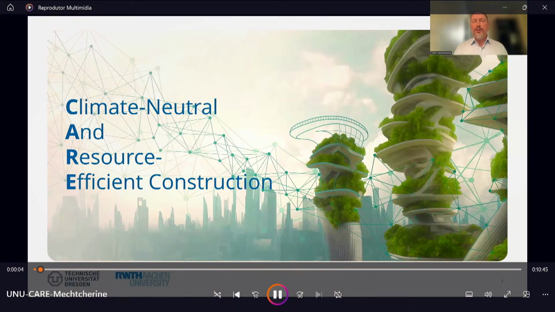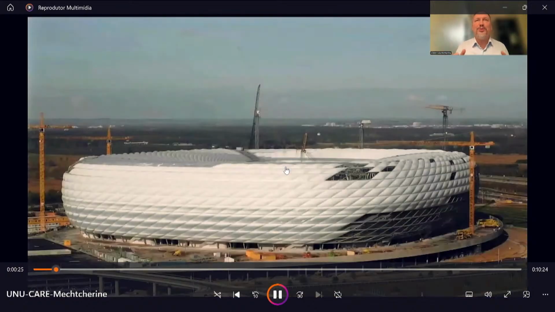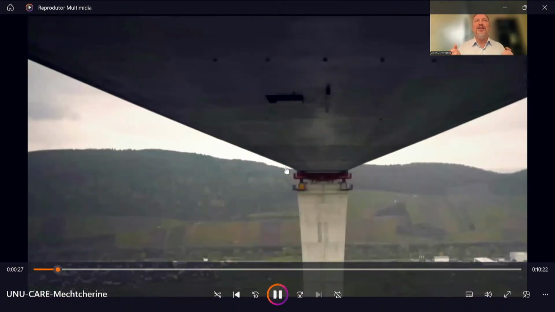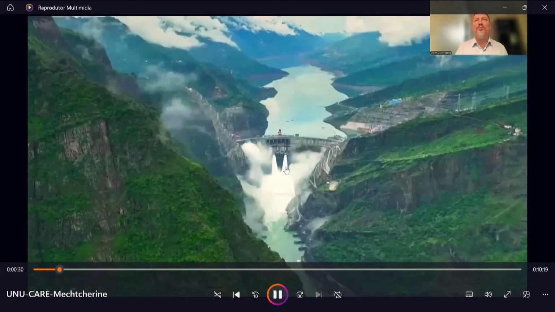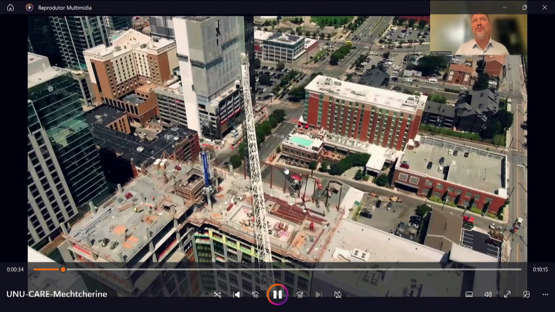Good morning, everyone. My name is Viktor Mecherin from TU Dresden in Germany, and I'm speaker of the Cluster of Excellence CARE, Climate Neutral and Resource Efficient Construction. It's my great pleasure to present you this initiative. Let us jump right in. Construction is a truly fascinating field, tangible, diverse and monumental. It shapes our lives, providing comfortable homes, essential infrastructure and spaces for work and leisure. Its importance to society cannot be overstated.